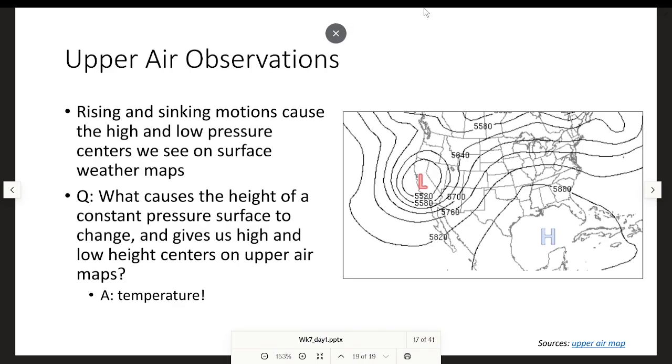So rising and sinking motions cause the high and low pressure centers we see on the surface weather maps. So what causes the height of a constant pressure surface to change and gives us high and low height centers on the upper air maps? The answer is temperature. If you have warmer temperature, the molecules will be moving around faster and they'll take up more space, and so the pressure will be greater. But if you have cooler temperatures coming through, you're going to have less of that particle motion. It's not going to be pushing up on the edges, and so it will shrink. And so you'll have a lower pressure.